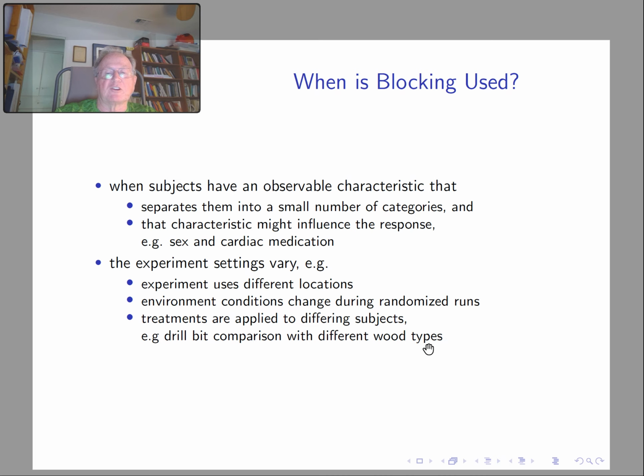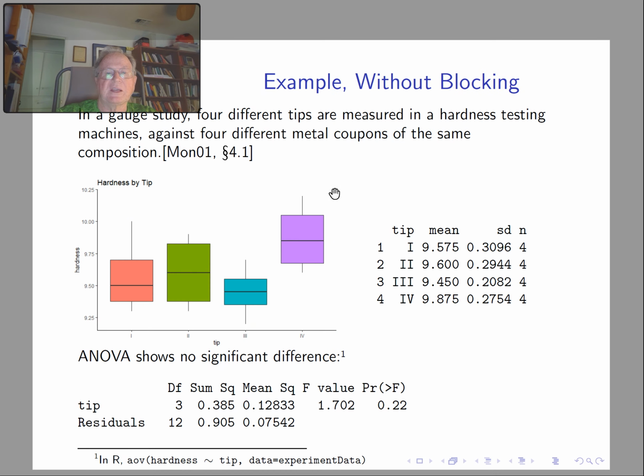A really great study I read a few years ago compared the relative smoothness and efficacy of drill bits using different types of wood. Well, if you use a piece of wood as the block, you can use several different drill bits on that same piece of wood and do the comparison. Here's an example, and we'll start without blocking.